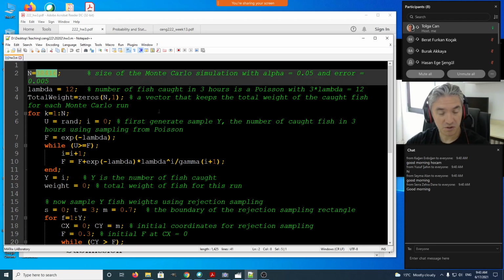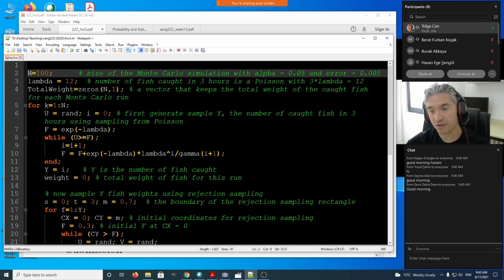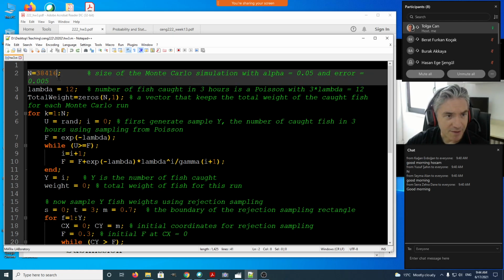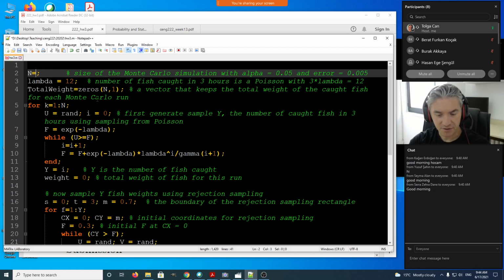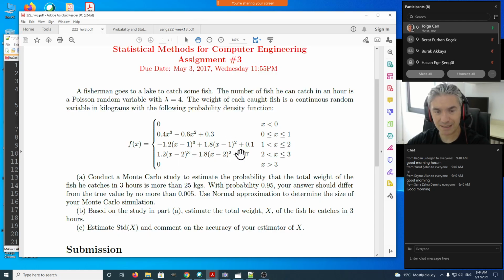First, let me start running a very small simulation of size 100 and see how it will get more accurate as we increase the sample size, and how we can get the idea of how this for loop runs that many times. The original number was 38,416. So let's run a smaller Monte Carlo simulation with size 100. But let me do a quick reminder of what we did last time.